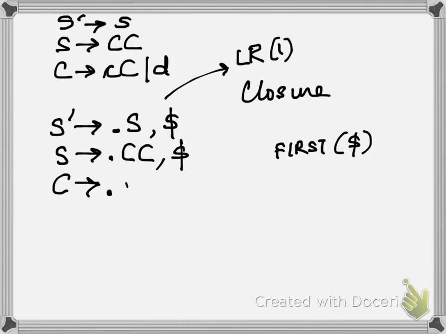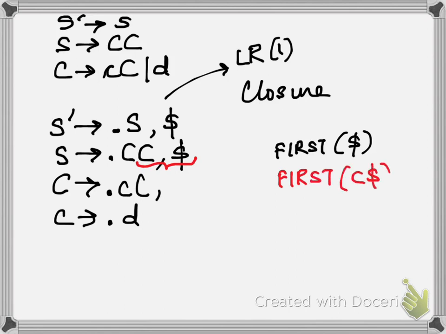C is dot small c capital C. And C is dot D. So two productions we have now, two items which are appearing because of expanding C. So the look ahead for both would be whatever is in first of C dollar. So first of C dollar would be first of C, which is small c and capital D. From this production, from here, we are getting first of C as C and D.